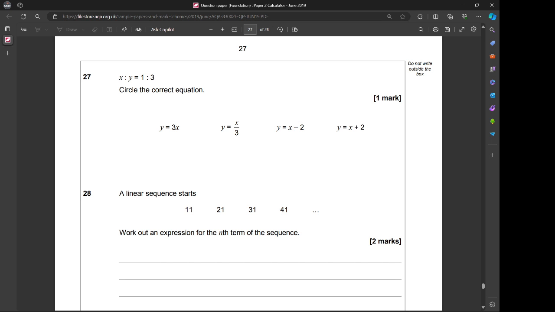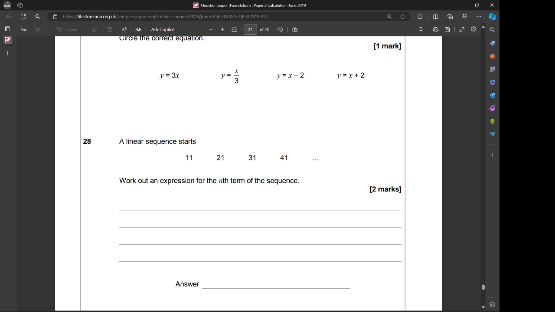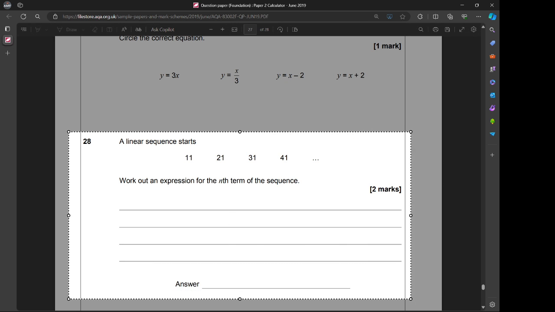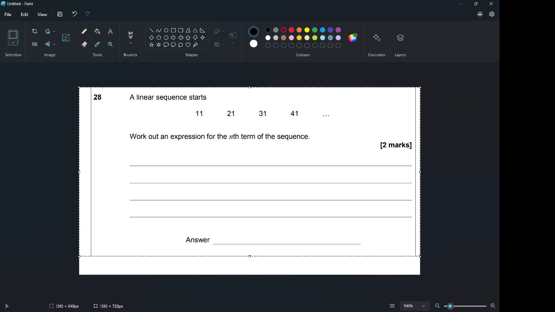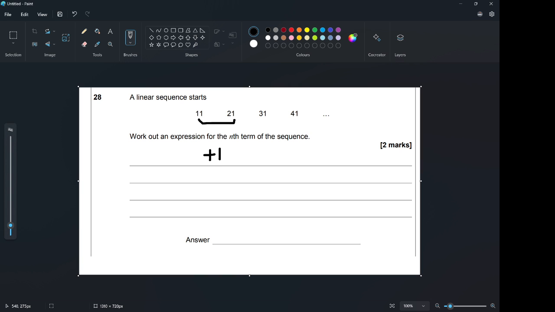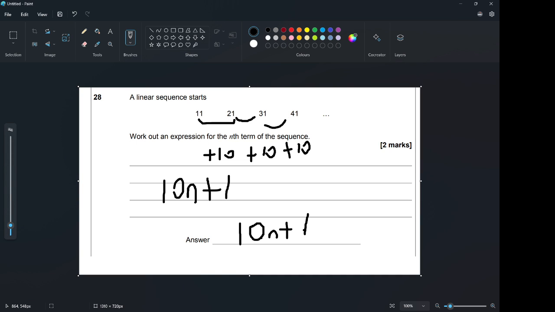Question 28 now. Work out the nth term of this sequence. So we work out the common difference, which is 10. So it's going to be 10n. But when n is 1, 10 times 1 is 10, but we want 11, so we need to add an extra 1. So our nth term of this sequence is 10n plus 1. And therefore, guys, that is going to be our answer for the nth term of a linear sequence. Does that make sense, guys? Well done, Rocky.